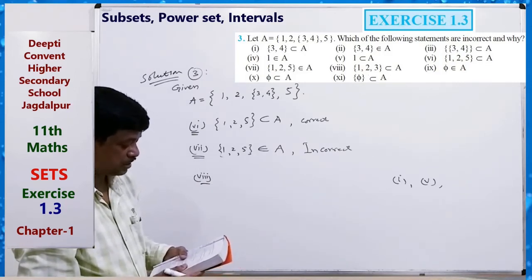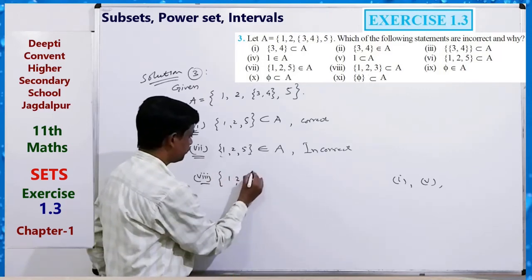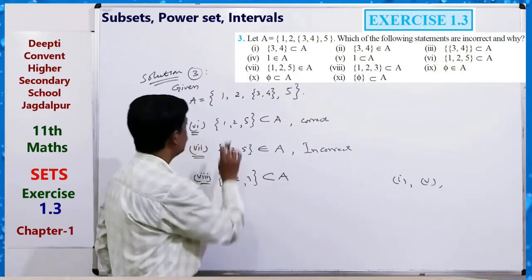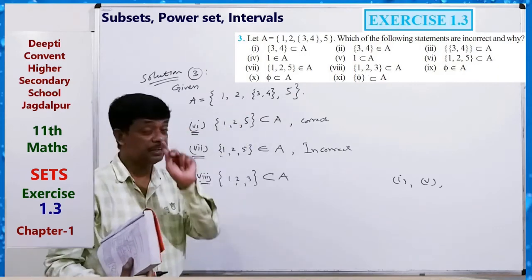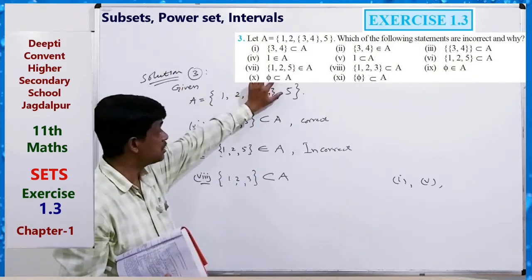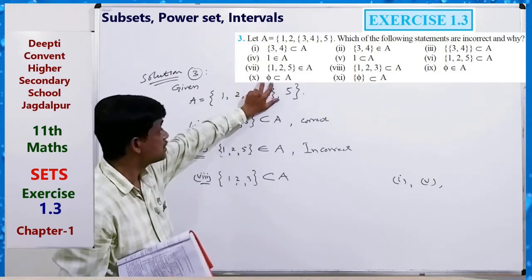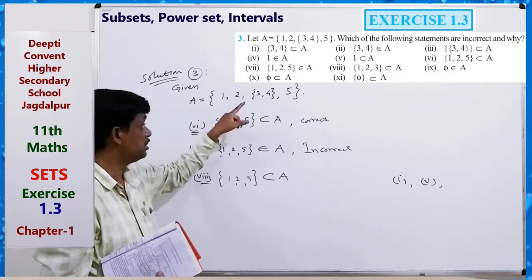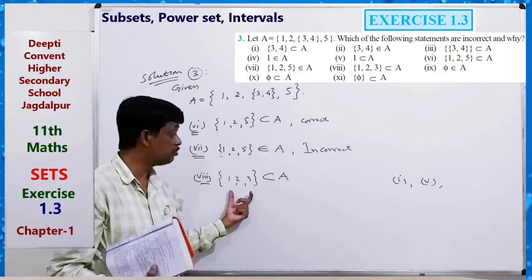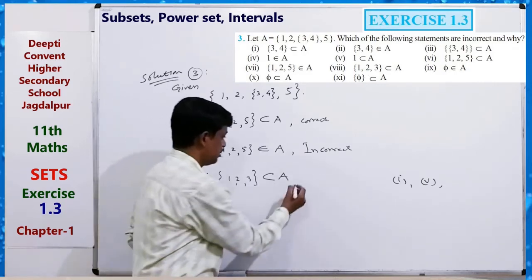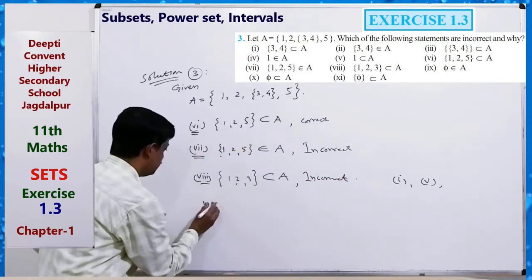And 8, what? {1 to 3} subset of A. 3 is not an element of A, because this is considered as a single element of this. So 3 is not an element of A. So this cannot be a subset of A. Incorrect. Okay. Now 8, then 9.